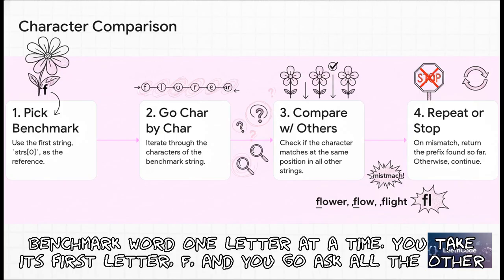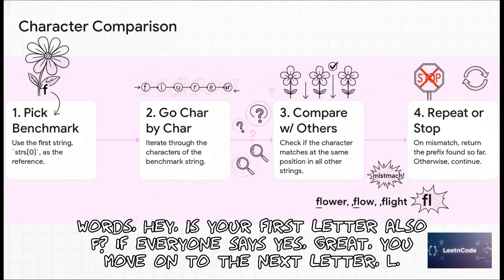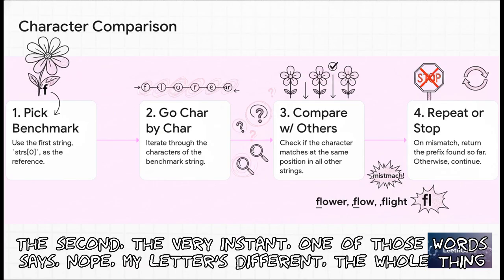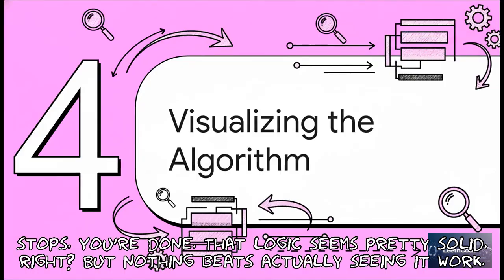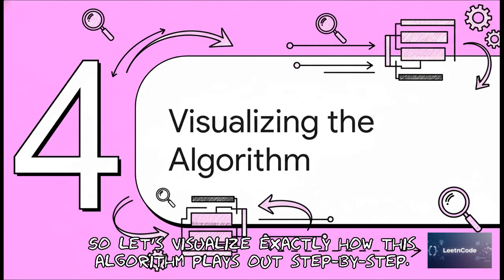Then you walk through that benchmark word one letter at a time. You take its first letter, F, and you go ask all the other words, hey, is your first letter also F? If everyone says yes, great, you move on to the next letter, L. The very instant one of those words says, nope, my letter's different, the whole thing stops. You're done. That logic seems pretty solid, right? But nothing beats actually seeing it work. So let's visualize exactly how this algorithm plays out step by step.